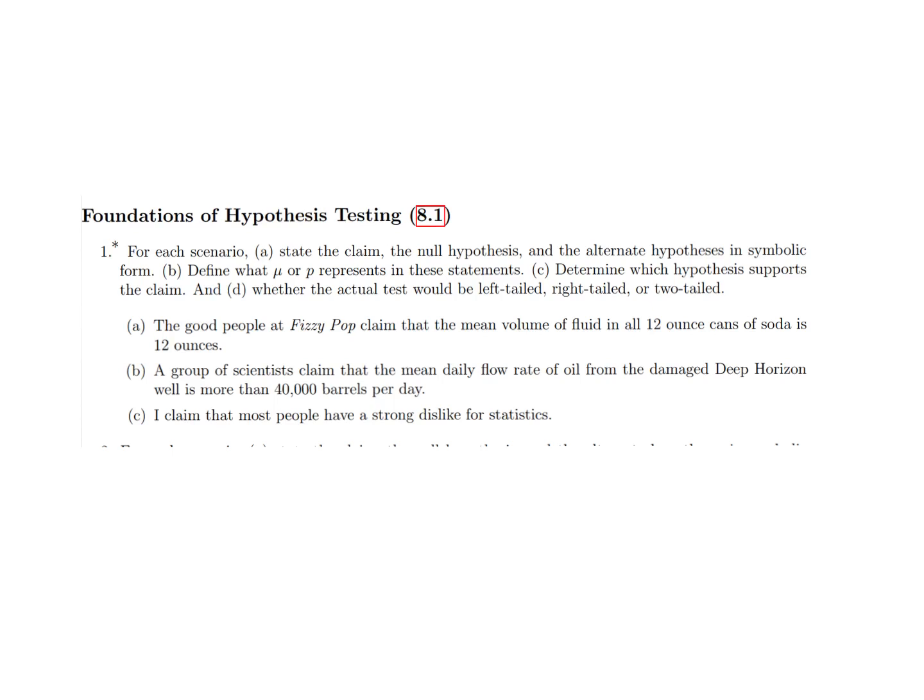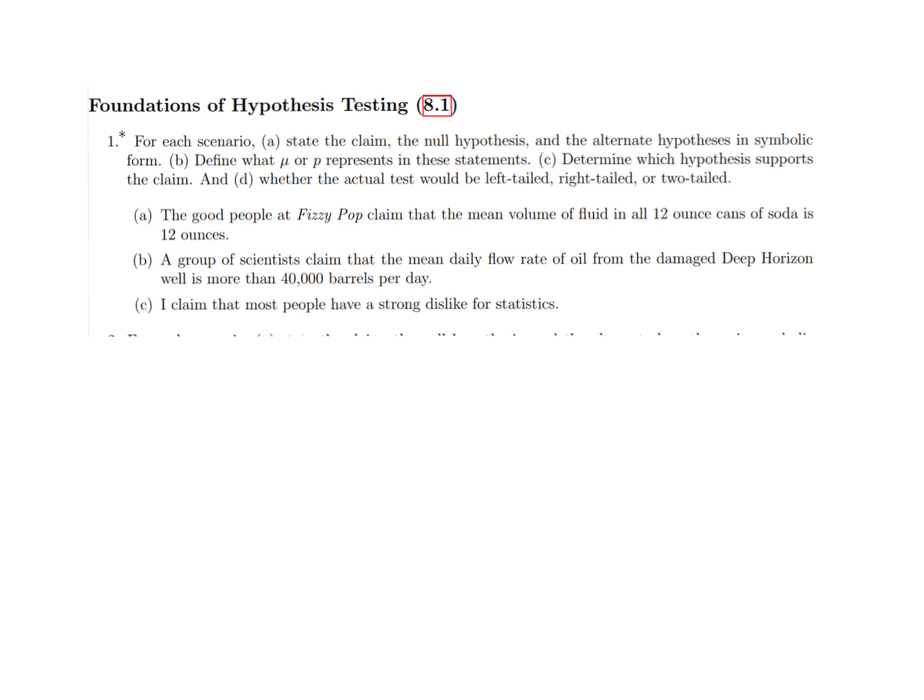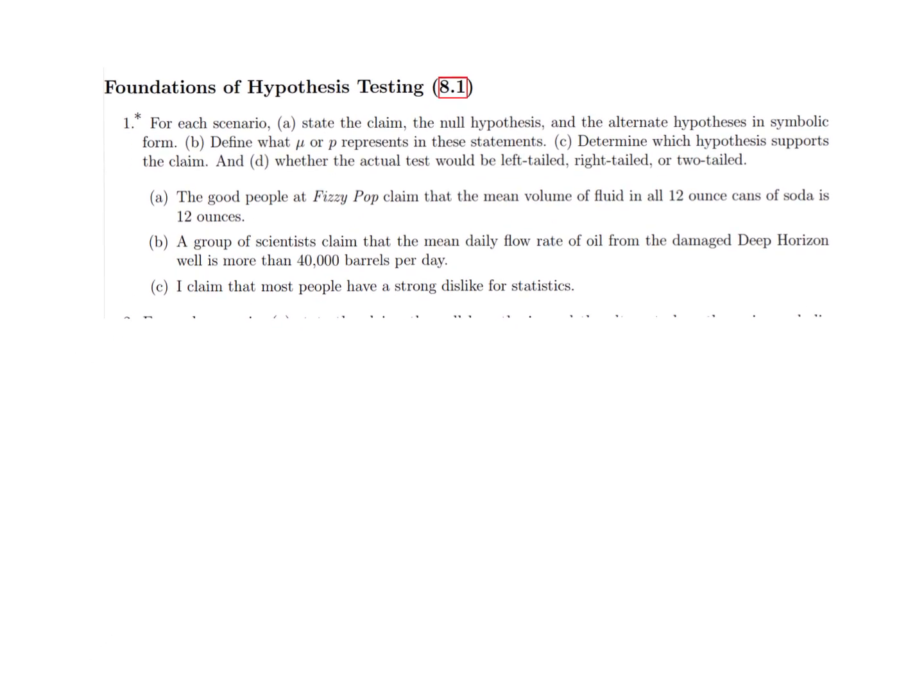So I'm going to tweak this question out of the textbook a little bit to help you answer the question about when do we reject H0 and when not. So the first thing is, what is H0 and HA? From the book, the people at the pop company claim the mean volume of fluid in their 12-ounce cans is 12 ounces. So we're going to make that be the null hypothesis.